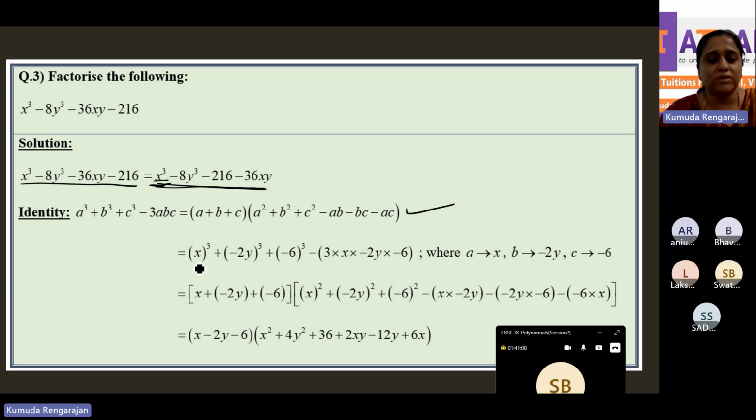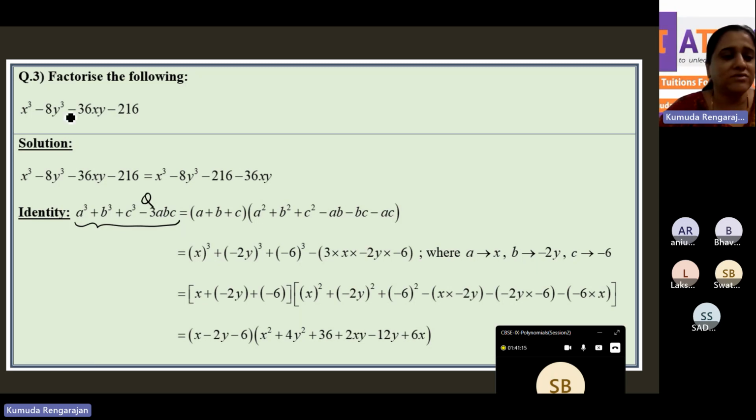Now write x the whole cube plus. See here, children, this is the question given to us, and this is the question part of the identity. So you should write a cube, that means x the whole cube. Then you must write plus b cube.